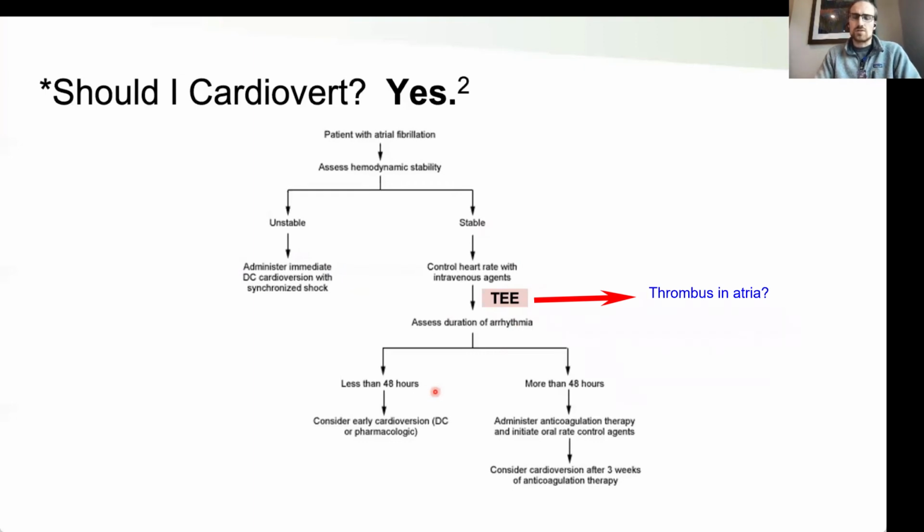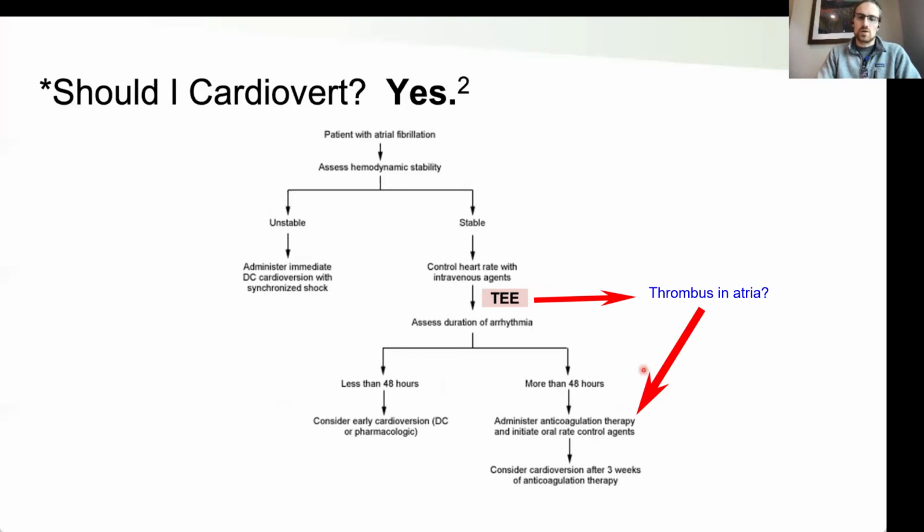And this gets a little tricky because you don't know how long somebody has asymptomatically had atrial fibrillation, or you might have a spurious history and they say, well, I felt some palpitations a couple weeks ago, but I'm not really sure what that was. So if it's less than 48 hours and you have a strong history of it, maybe it was provoked, you can go ahead and do early cardioversion, either with current or pharmacologic.